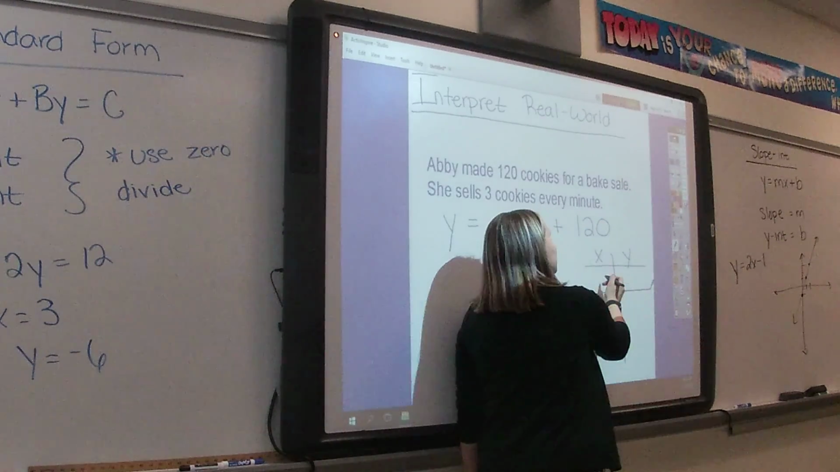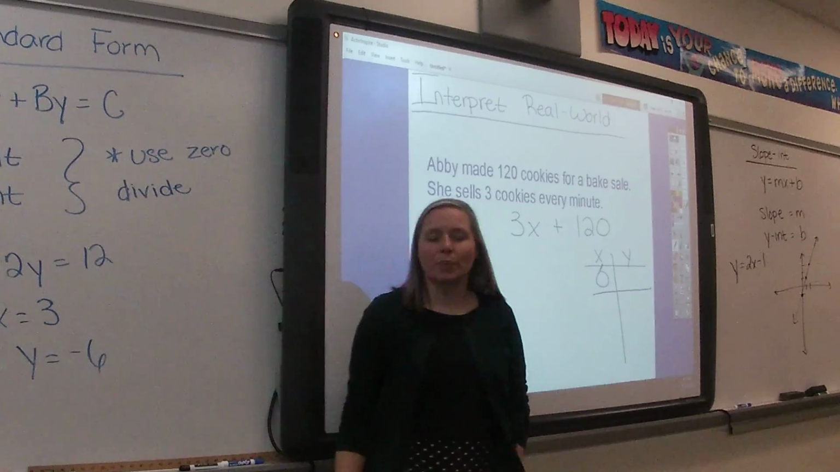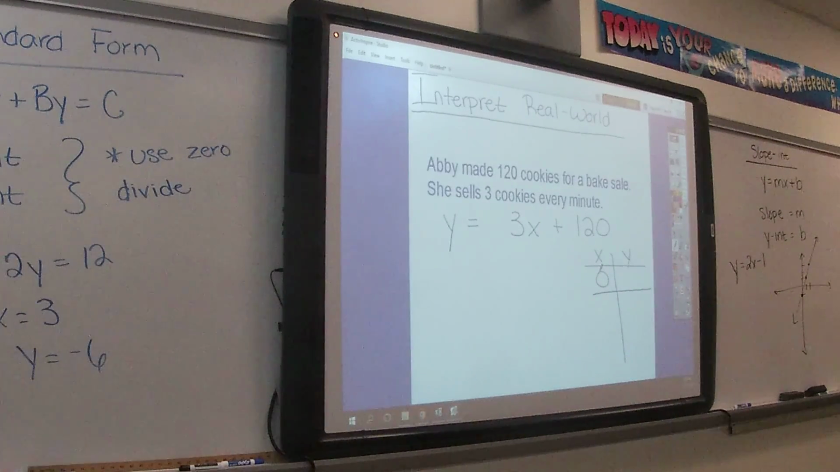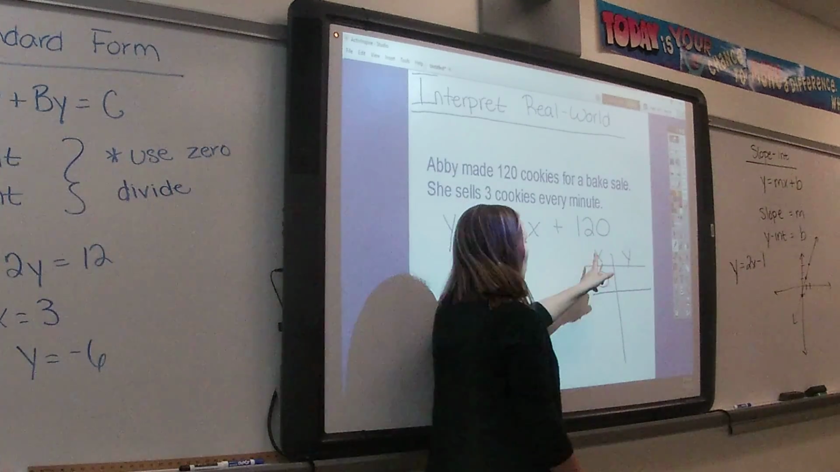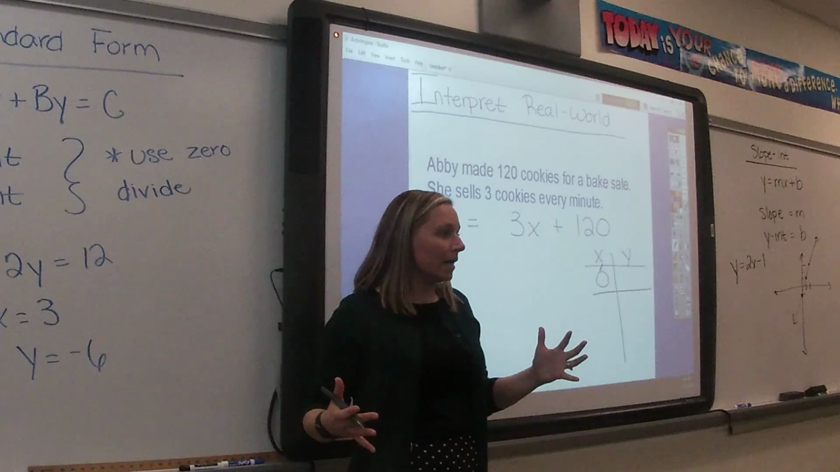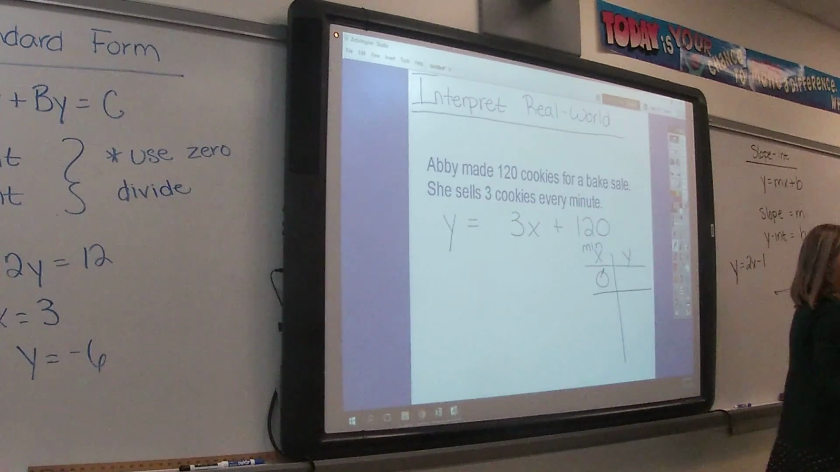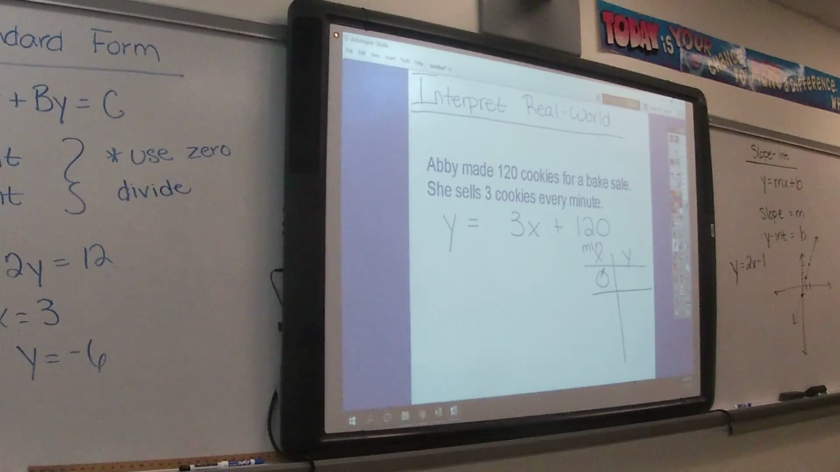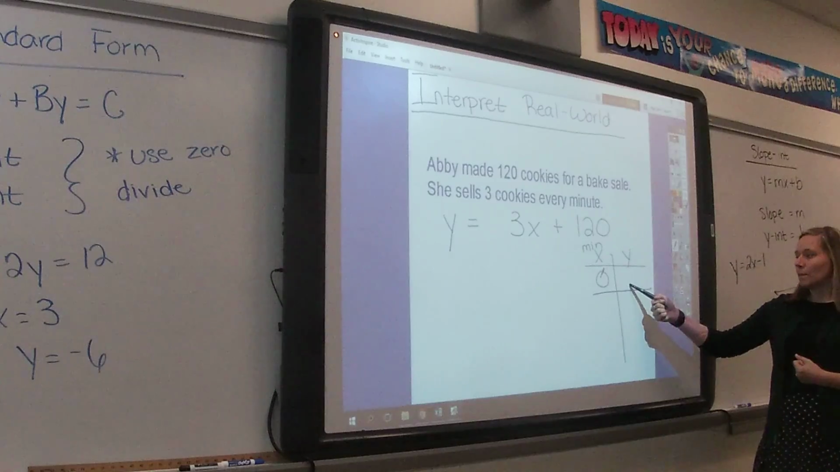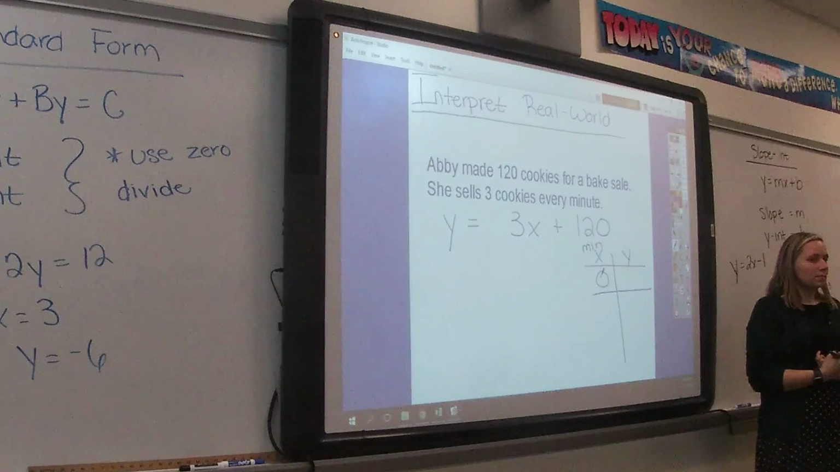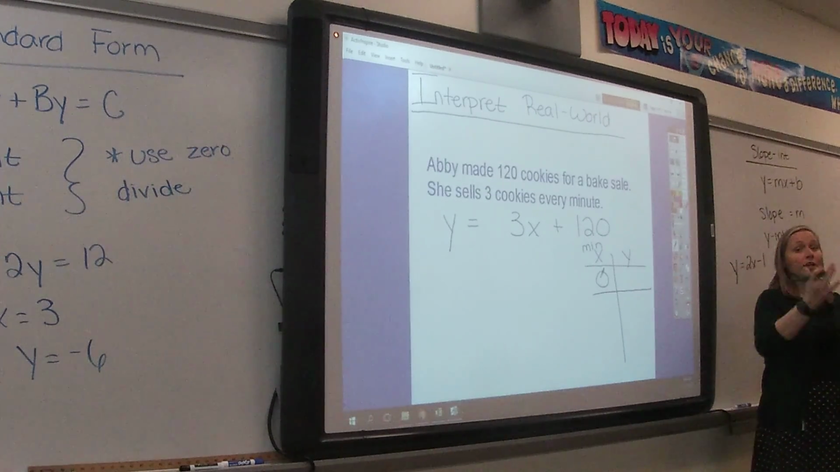If I put a 0 in here, what is this 0 representing? 0 minutes. So are we okay with x representing our time, our number of minutes? If we don't know what else it should be, x we should usually guess is time. That's a pretty good default to fall to if you're not sure what else to pick. At 0 minutes, what's going on? And how many cookies does she have?